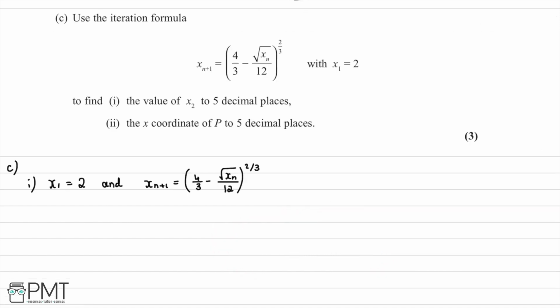So now in part C of this question, we're asked to use the iteration formula, which is given here. So we're told that the n plus 1th term of x is equal to 4 over 3, take away the square root of the nth term of x, divided by 12, all to the power of 2 over 3. And we're told that the initial value, so x1, is equal to 2. And we're asked two separate questions here. So we're first asked to find the value of x2 to 5 decimal places. And then we're also asked to find the x-coordinate of p to 5 decimal places.